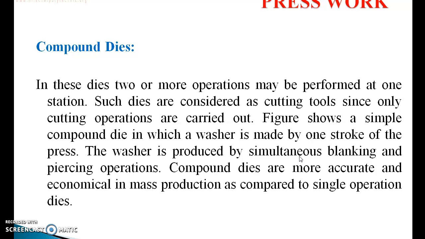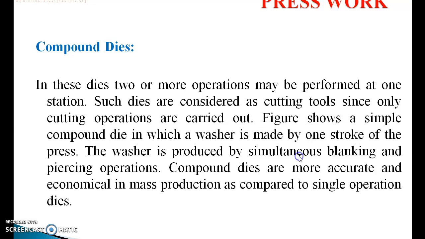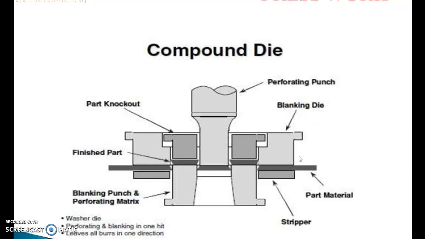In a compound die, two or more cutting operations are accomplished at one stroke of the press. That means in a simple die, in one stroke we are able to get one operation. But in a compound die, two or more operations can be performed in a single stroke. Such dies are considered cutting tools since only cutting operations are carried out.